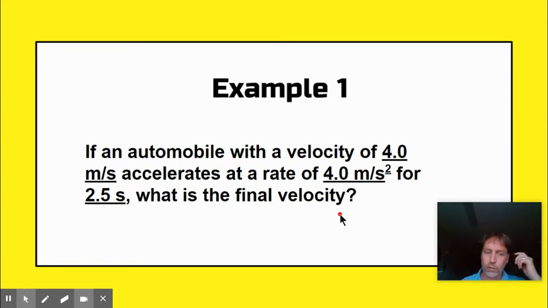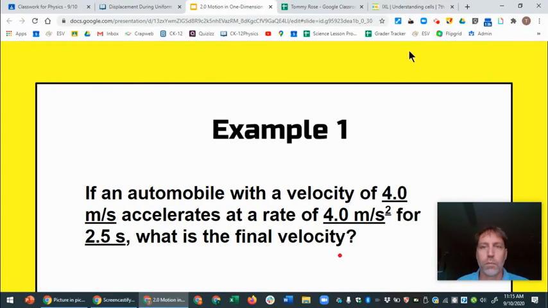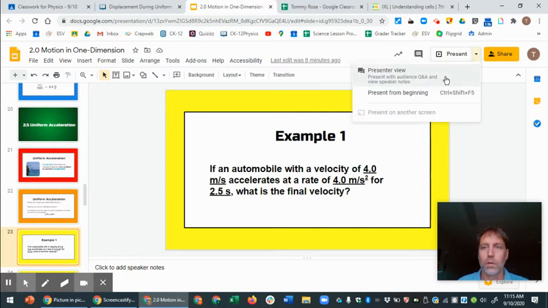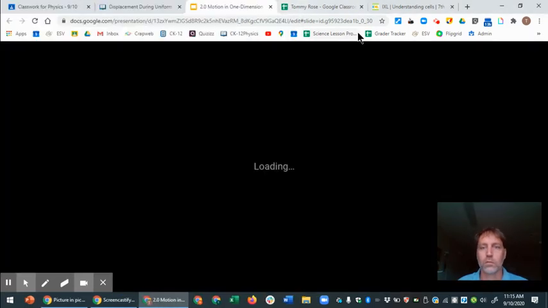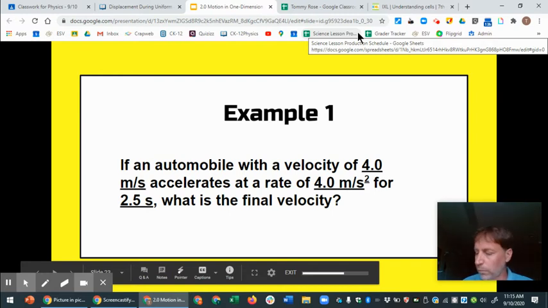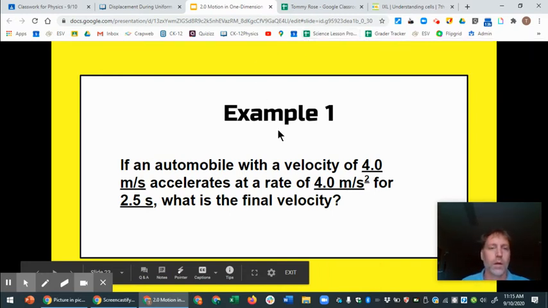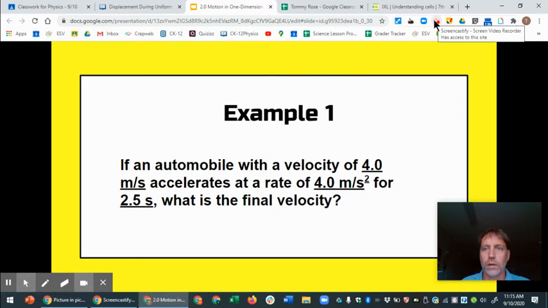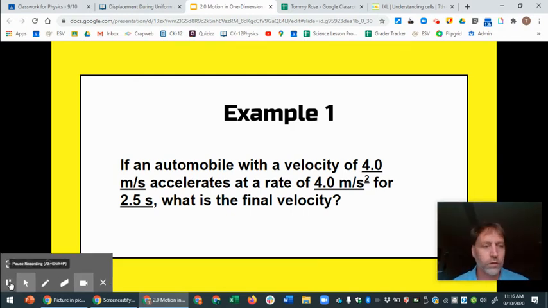Okay, so we're going to talk about a few problems here. Let me switch up my view so you can see. I can use my pen a little bit. All right, so here's example one. If an automobile with a velocity of 4 meters per second accelerates at a rate of 4 meters per second squared for 2.5 seconds, what is the final velocity?